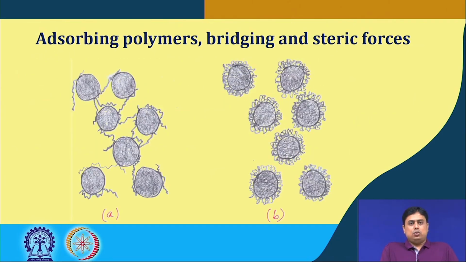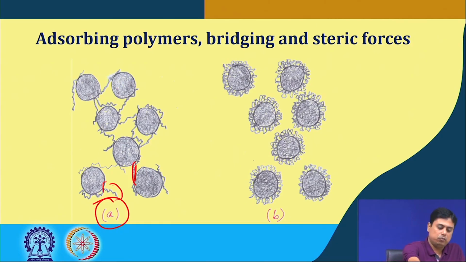Now, these two scenarios are summarized here in schematic. Figure A shows this polymer bridging, where this is the extent of these polymers into the other particle. In this case, it has been extended to the other particle from one particle. So, this is the bridge that has been formed.